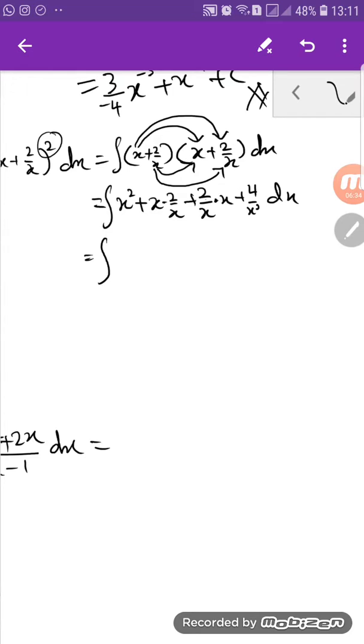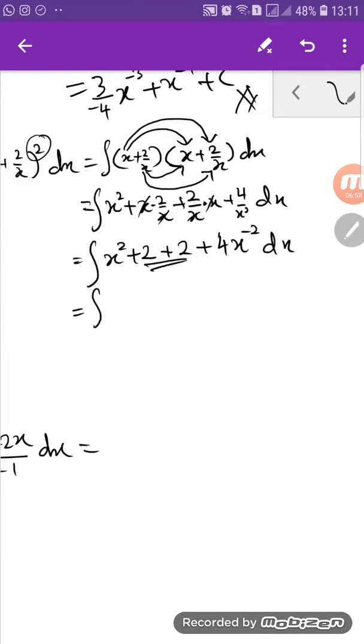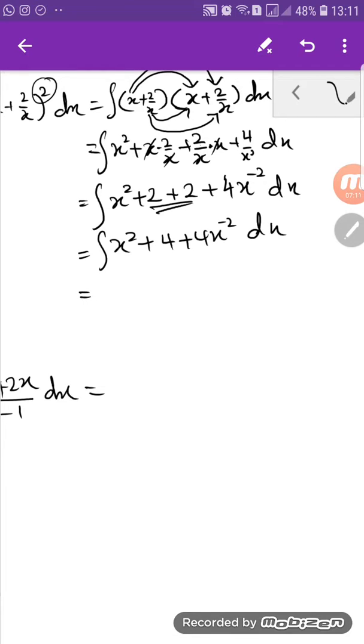Okay, so we tidy them up. So x squared, plus 2 and plus 2, which is plus 4. We bring the power, the x squared, from the bottom to the top. That's why it becomes negative. So we can simplify these two, and what we have is plus 4 x to the power of minus 2. Did I make a mistake? Oh, I didn't. Good. So now we can integrate in peace.